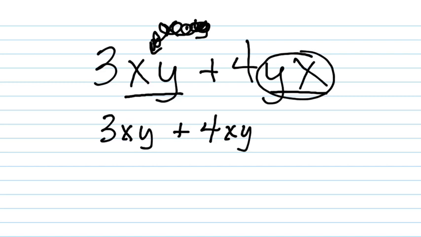Remember that if you have more than one letter, always make sure to check to see if they're in alphabetical order. Now are they like terms? Yes, they're both xy terms. So if I have 3 of them plus 4 more of them, how many does that give me? 7xy.